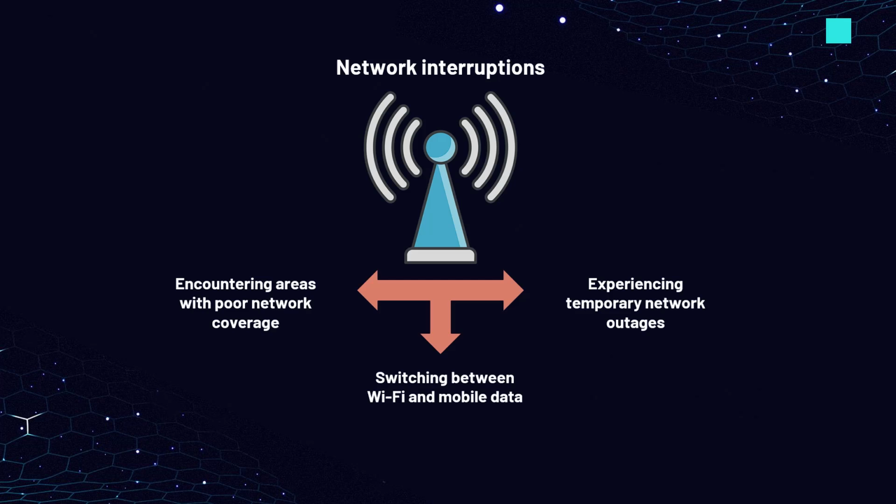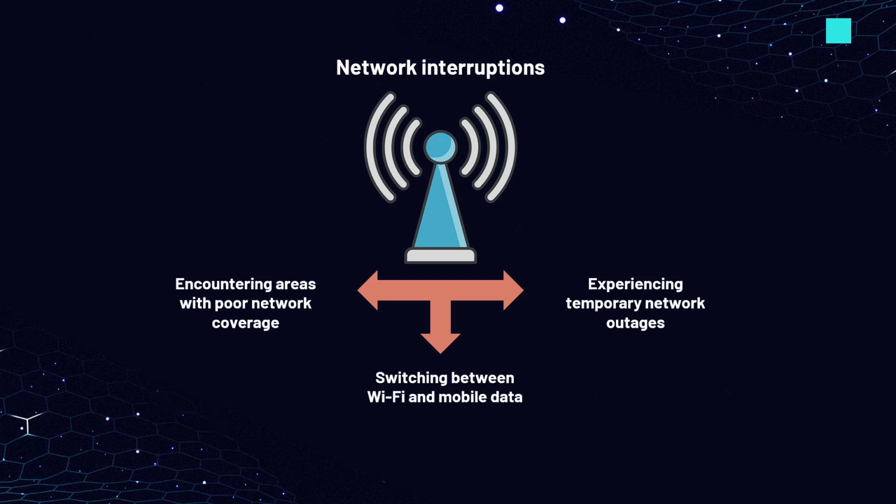Usually, during device network interruptions testing, the QA engineer verifies the application by simulating scenarios like switching between Wi-Fi and mobile data, encountering poor network coverage, or experiencing temporary network outages to assess how the application behaves under such conditions.